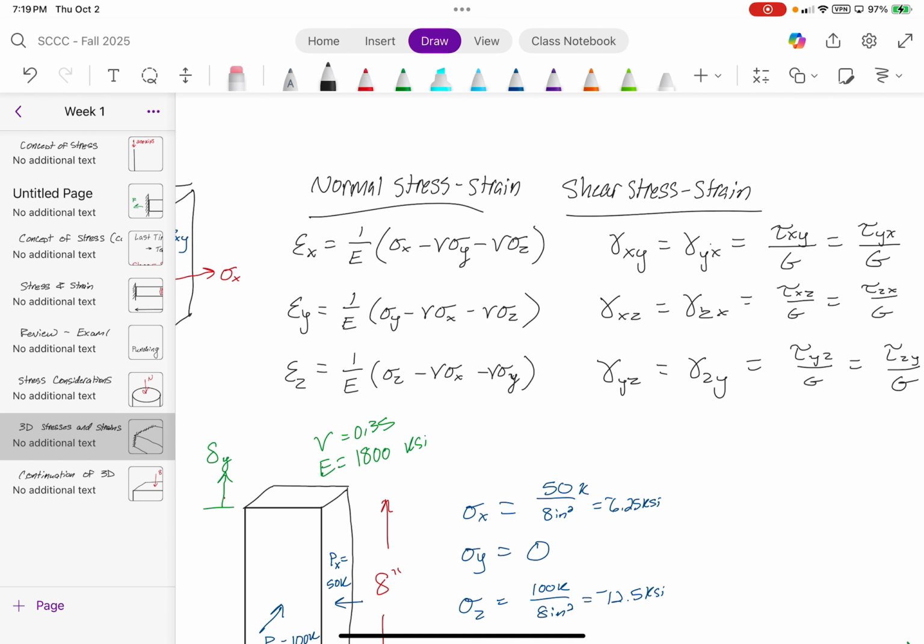Then you wanted to find the strains in the x and z direction, right? For the rectangular block. Was there any stress in the x direction for those strains? Yes or no? No.